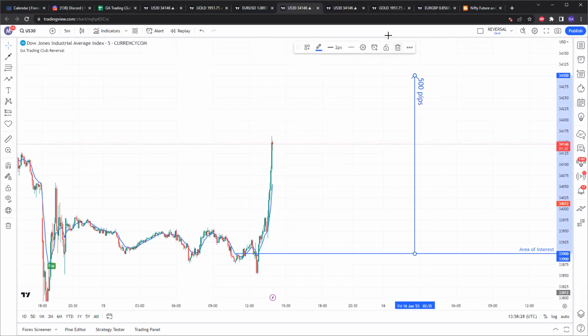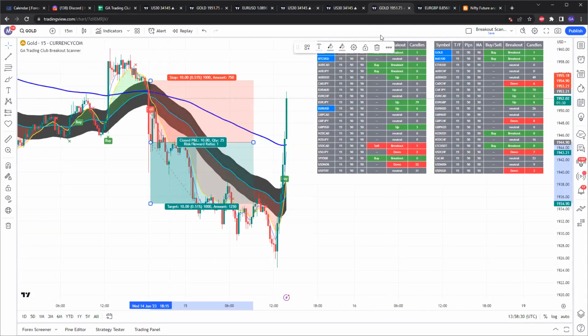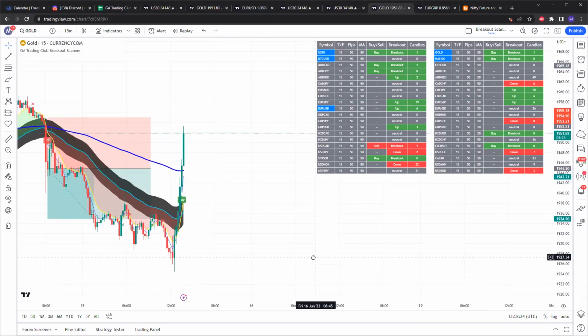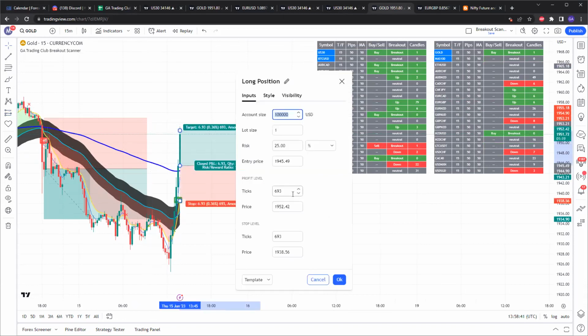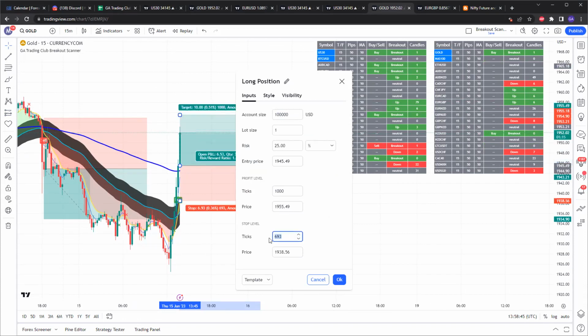So US 30, I know we are having a golden cross on the 50. Gold also, look at all these entries. Gold also had a breakout entry. There are literally so many entries right here. Gold had a breakout entry right here using the breakout scanner.